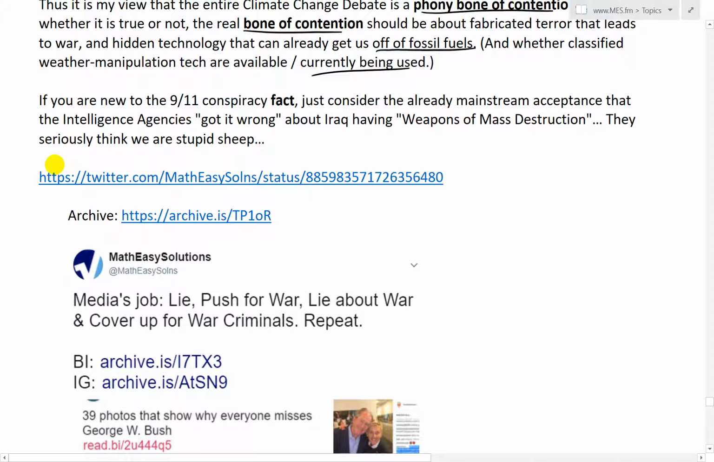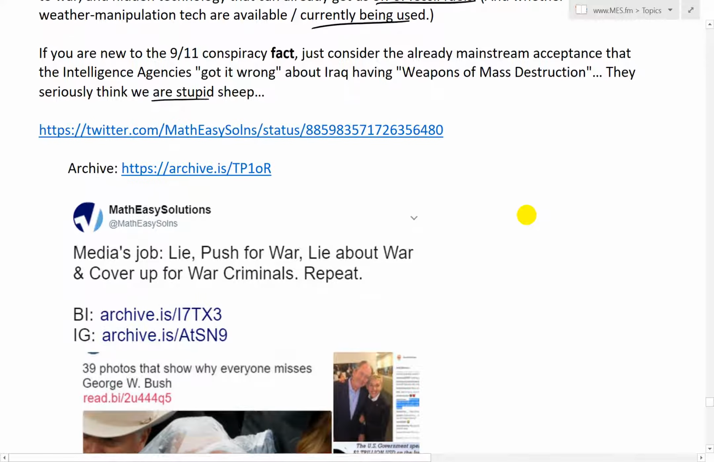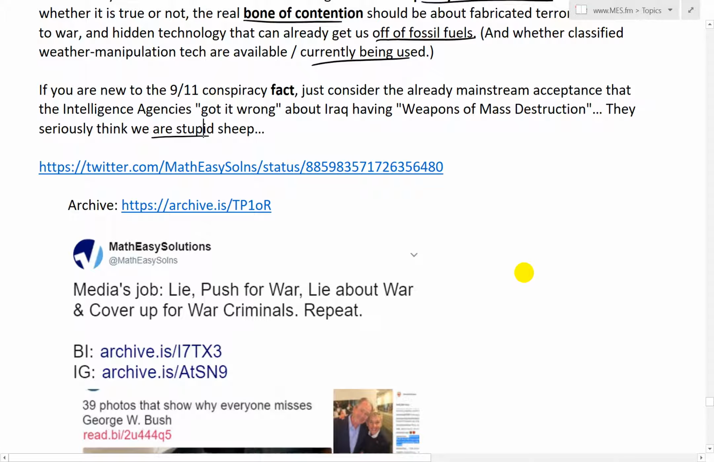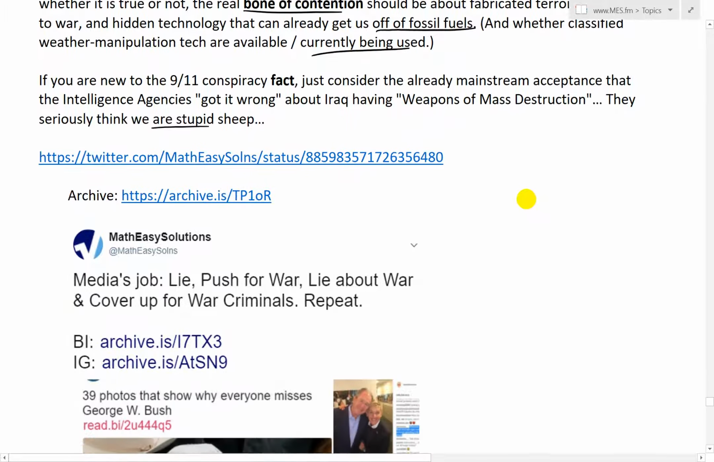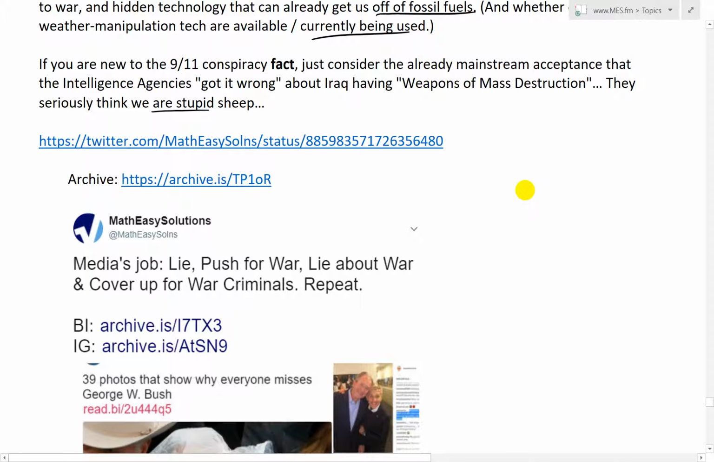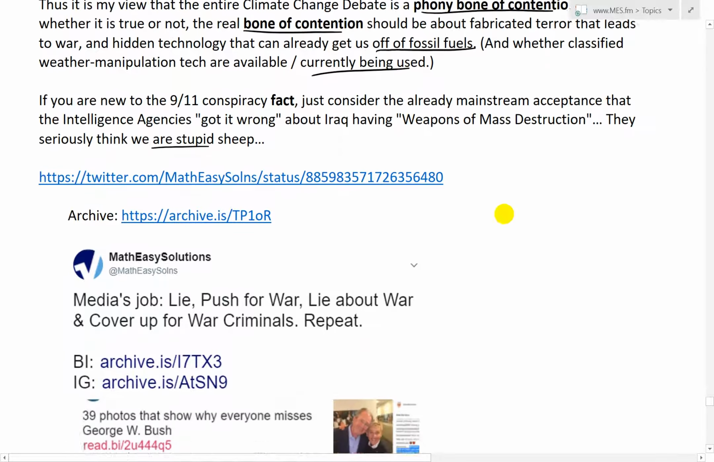So if you are new to the 9/11 conspiracy fact, not a theory, fact, just consider the already mainstream acceptance that intelligence agencies got it wrong about Iraq having weapons of mass destruction. They seriously think we are stupid sheep. Yeah, because in my view, they did not get it wrong. They knew exactly what they're doing. This is the CIA getting trillions in taxpayer funding. If I was getting trillions, I guarantee you I will not make a mistake about whether a country has weapons of mass destruction or not.